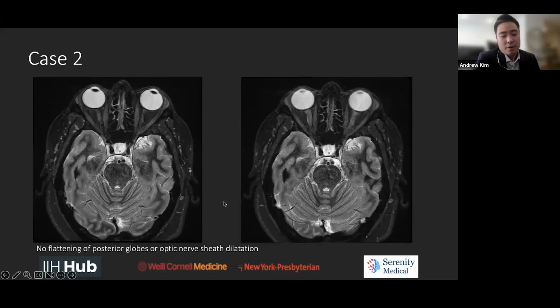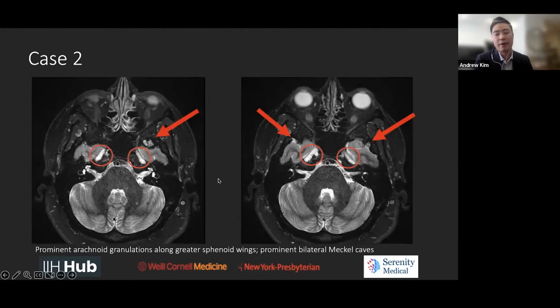So this patient, as part of the imaging, also got axial T2 sequences through the orbits. So in this case, there was no flattening of the posterior globes. There was no optic nerve sheath dilatation. So always just keep in mind that you may not see all findings, and there may be different variations of findings that you can see in every different case.